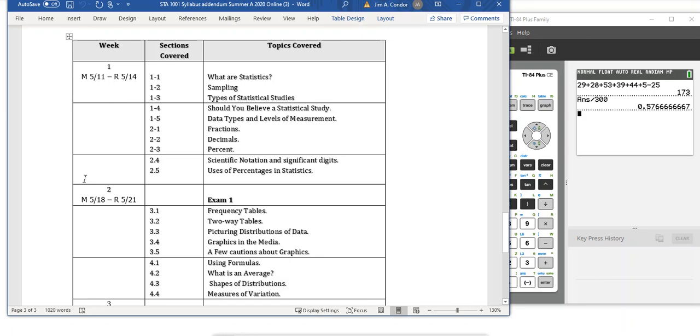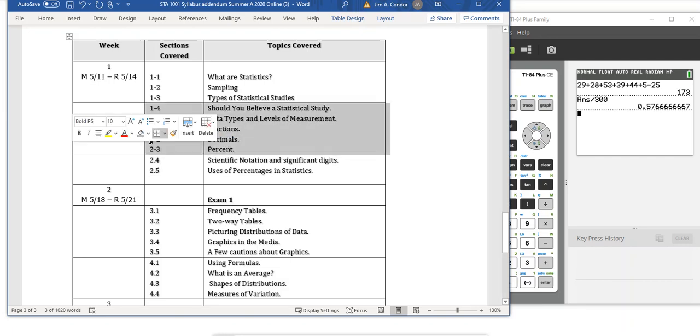So again, these dates are for the summer A. This is useful for summer B or C, or whatever. I just want to show you how the addendum is set up, that you look at the sections that are covered. So this goes from 1.1, 1.2, 1.3, 1.4, and 1.5, chapter 1, and there have been some videos out on those already. And then I'm going to talk about this part here, 2.1, 2.2, 2.3, 2.4, and 2.5.